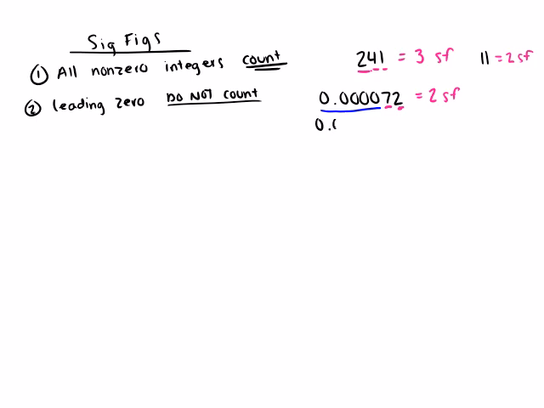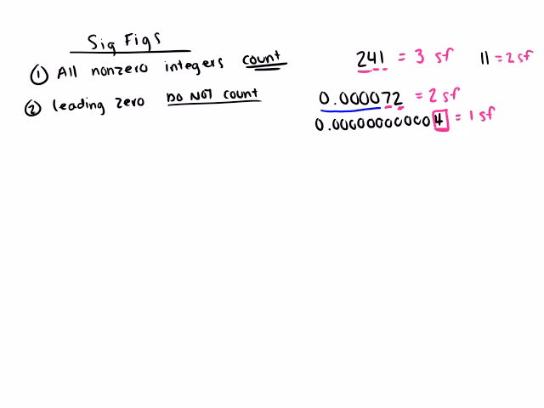All right, no matter how many leading zeros you have, none of them count. So 0.0000000000004, just for the sake of being dramatic, is only going to have one significant figure. And that's here. This 4 is the one significant figure. The leading zeros are placeholders. Okay?